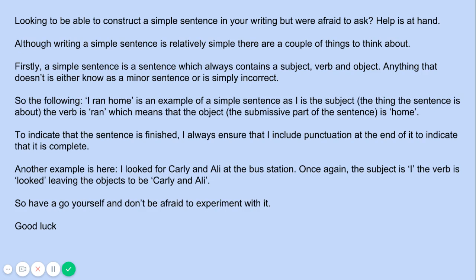Anything that doesn't is either known as a minor sentence or is simply incorrect. So the following, "I ran home," is an example of a simple sentence as I is the subject, the thing the sentence is about. The verb is ran, which means that the object, the submissive part of the sentence, is home. To indicate that the sentence is finished, I always ensure that I include punctuation at the end of it to indicate that it is complete.